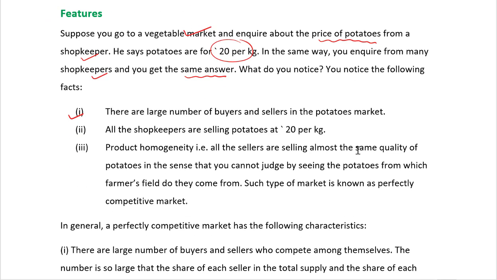The first fact that you notice is that there is a large number of buyers and sellers in the market who are selling potatoes. Secondly, all the sellers are selling potatoes at 20 rupees per kg only. So the product is homogeneous, similar, identical, and the prices are also identical. Thirdly, product homogeneity, that is, all the sellers are selling almost the same quality of potatoes, in the sense that you cannot judge by seeing a potato which farmer's yield it comes from. Such a type of market is known as a perfectly competitive market.